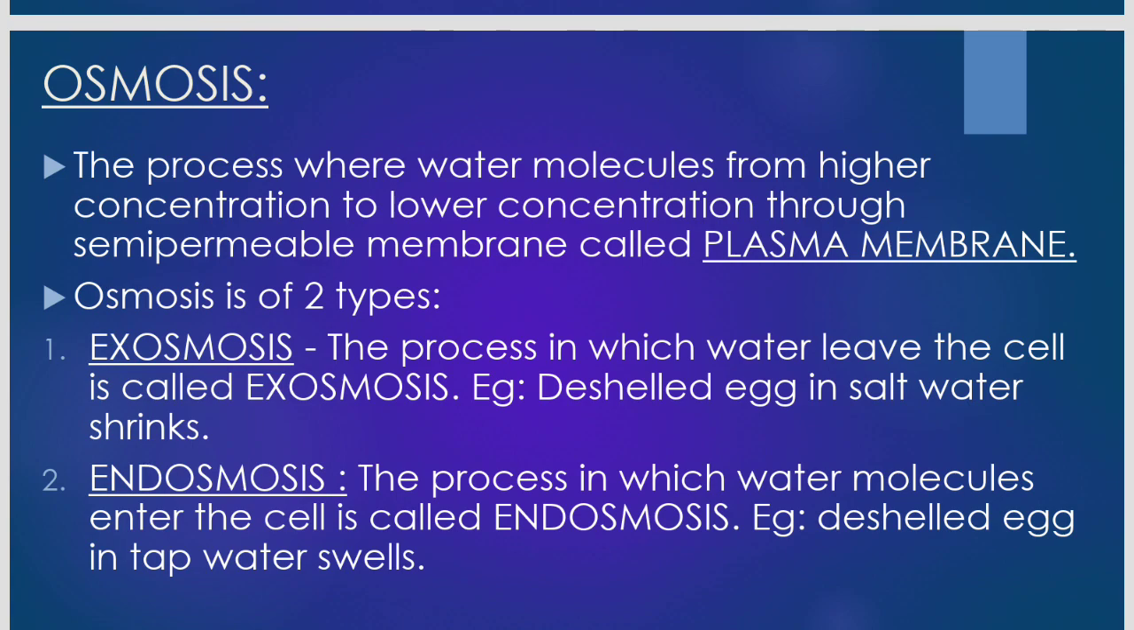Endoosmosis is, suppose you keep the same de-shelled egg which you have taken before. If you take an egg and keep it in dilute HCl, it will become de-shelled. Then put it in tap water or distilled water. In distilled water, the water will enter into the egg, making the size of the egg larger. That is, the width of the egg increases.